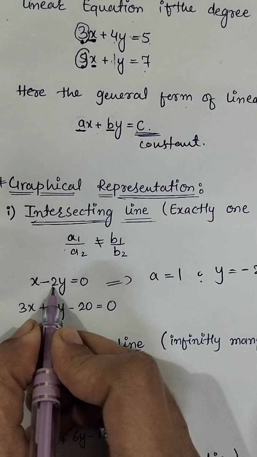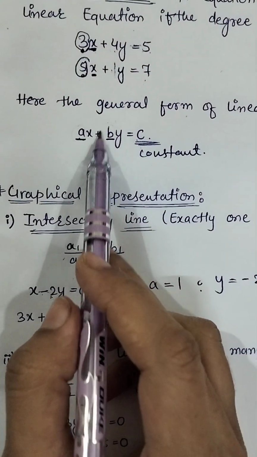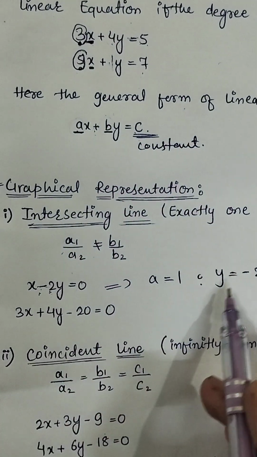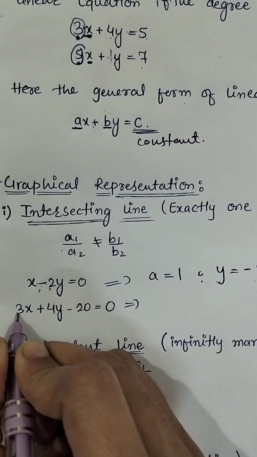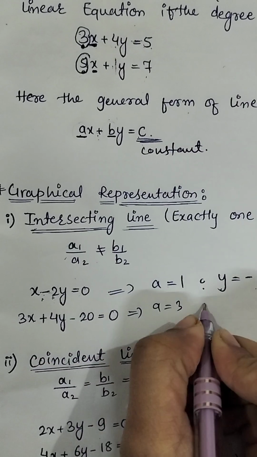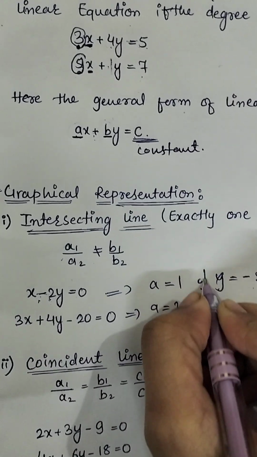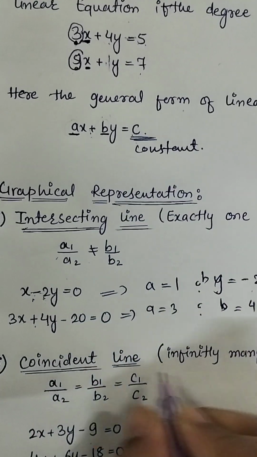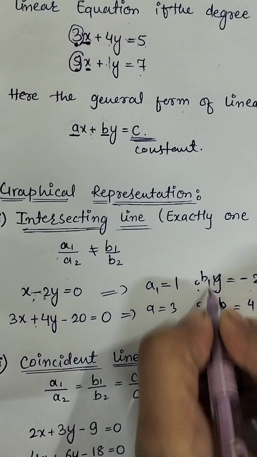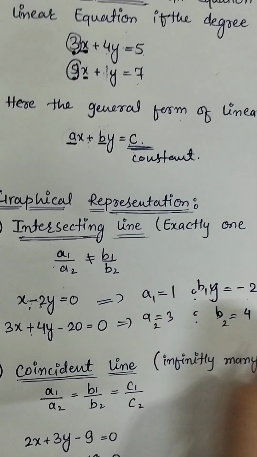Minus 2. Here, 2 with sign minus; we know the general form is plus, here it is minus, so the coefficient of y is minus. In the second equation, what is the coefficient of x? 3. And b, what is the coefficient of y? 4. So for the first equation a1, b1, and for the second equation a2, b2.